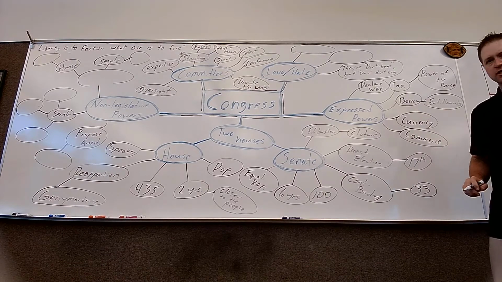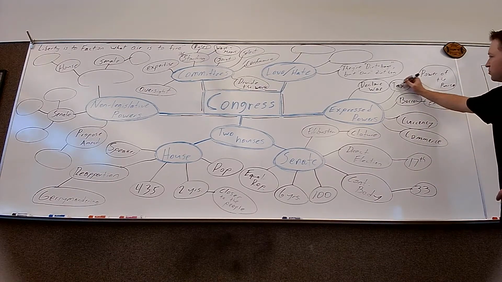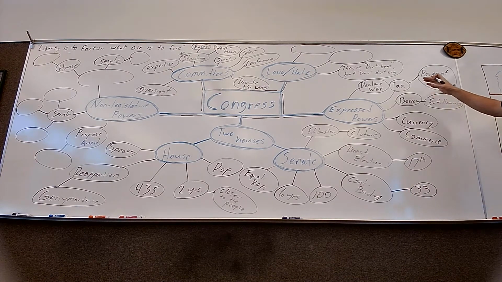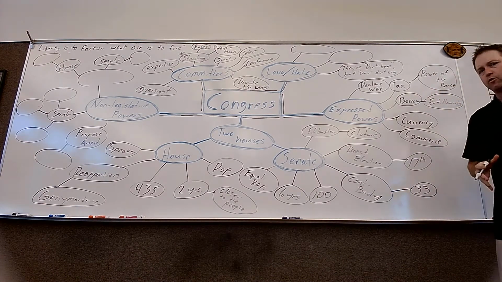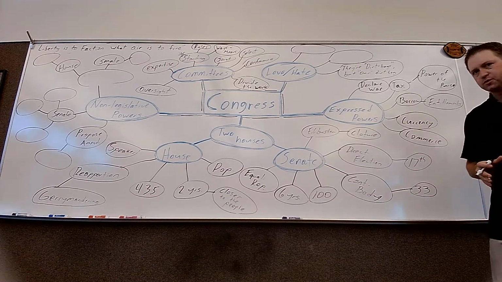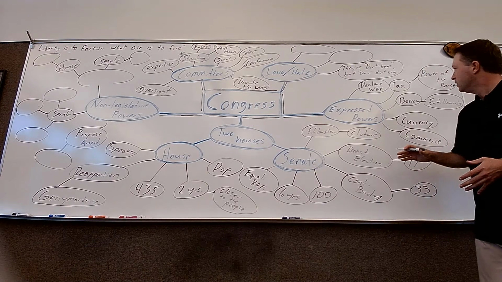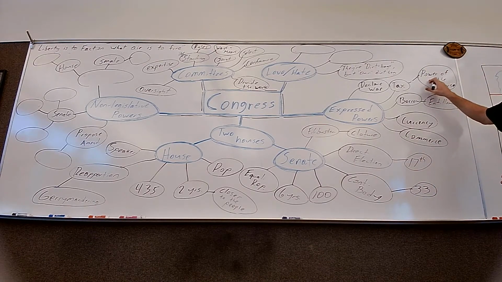So declare war is an express power. The express power to tax and borrow. Okay. Now I put power of the purse right here and entitlements. Let me explain why I put these right here. The taxing and borrowing power that Congress holds gives them control of the money, right? So that means they have the power of the purse.